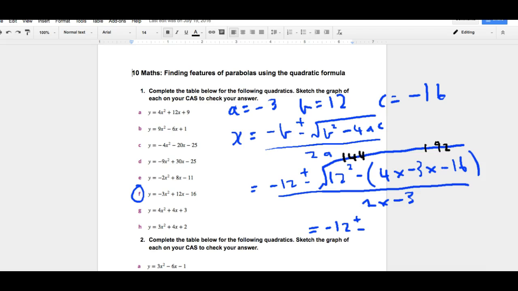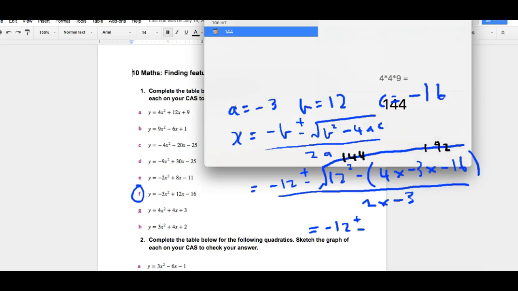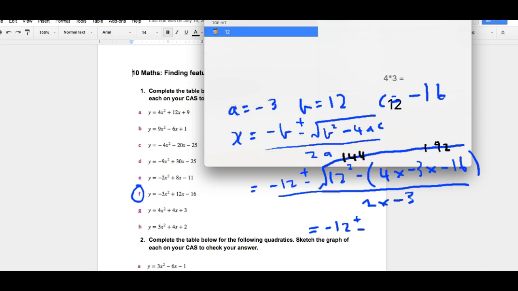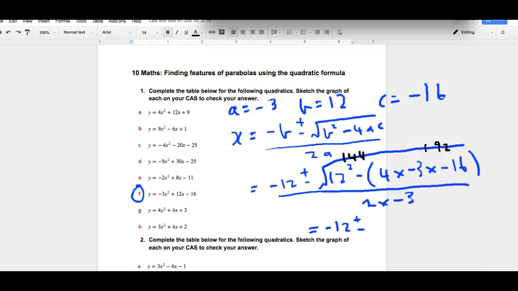Probably sitting there thinking, why don't you just do that in the first place, miss? Instead of wasting our time trying to do things in your head. 192, yay! Okay, now we had 2 negatives in here, a negative and a negative, so it stays positive 192, and then 144 minus 192. Okay, so that means we're going to have the square root of something that's negative. You can work out what it is. It doesn't make any difference.